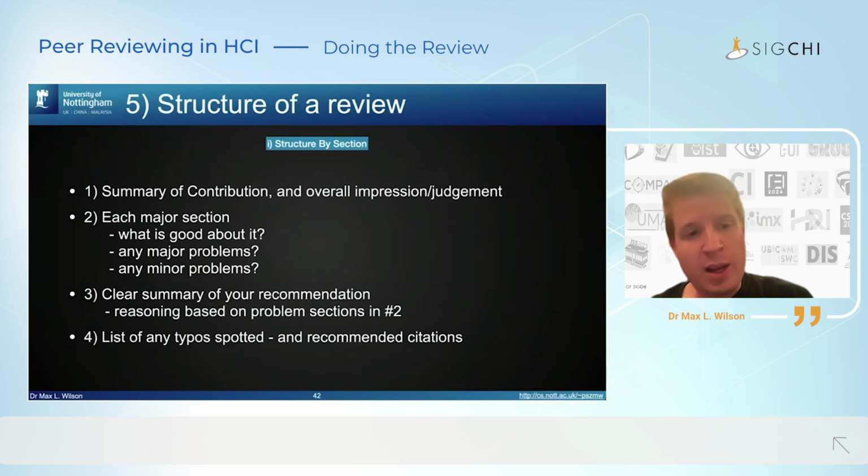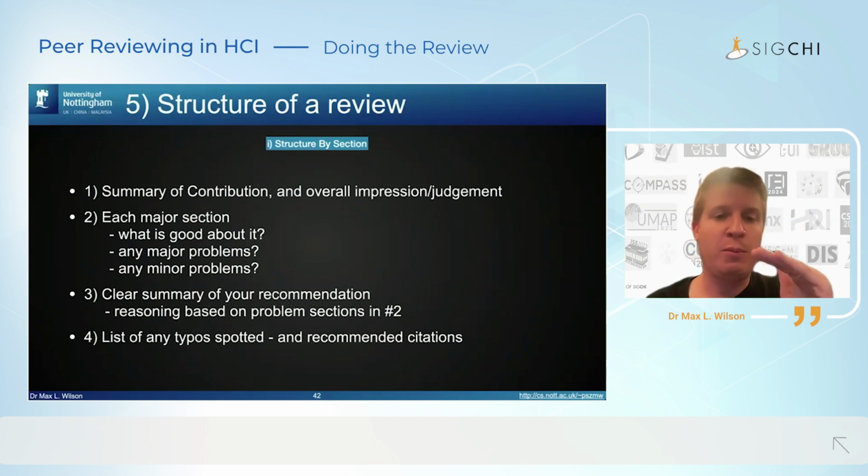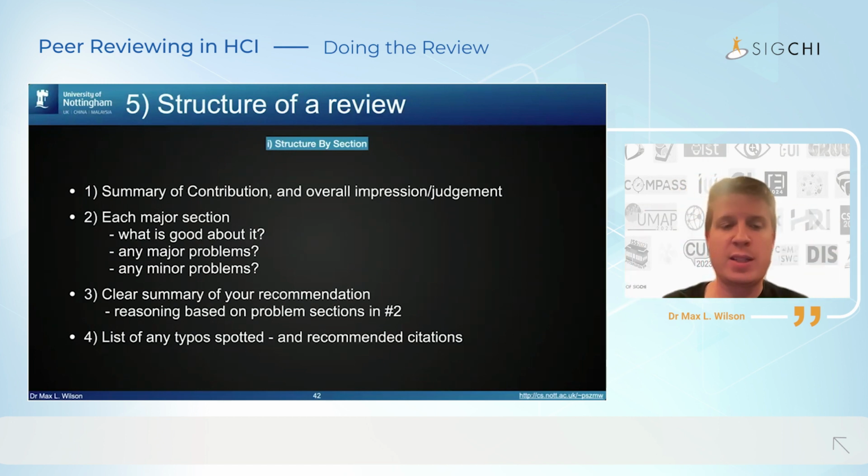The last 2 bits are also in every type of review I write. The clear summary of your recommendation and the reasoning behind it. So many reviews that we get are missing the actual summary of the recommendation and the reasoning. They do the previous steps, but they never actually say, because of X and Y and Z, I'm recommending this because I don't think it could be fixed in time for the conference this year. So therefore I'm recommending, it's got to have that explanation.